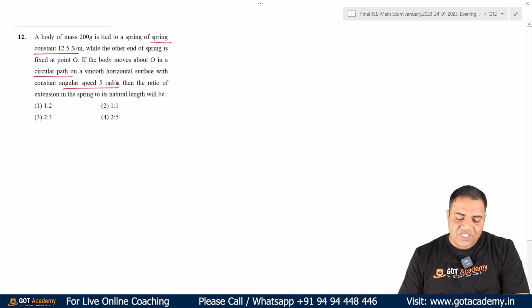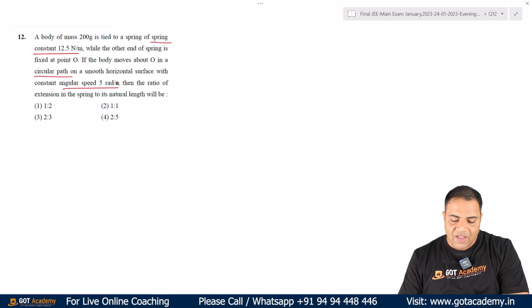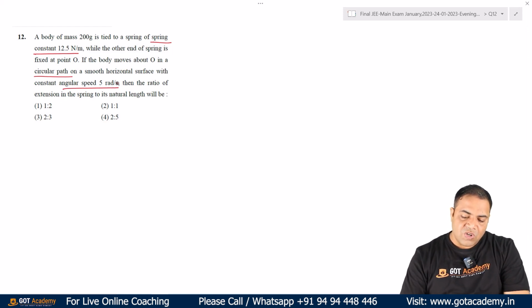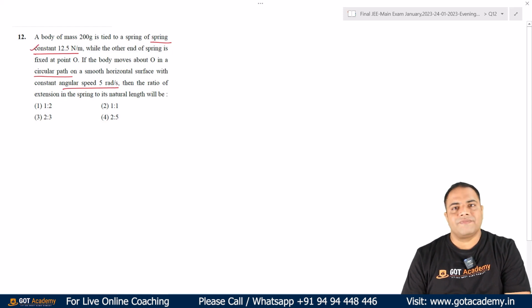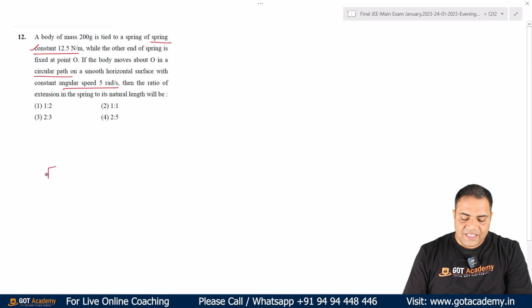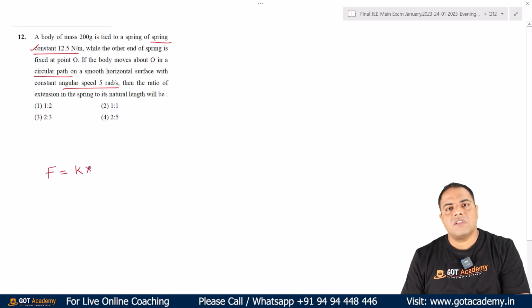Then the ratio of extension of the spring to its natural length. Okay, everything is very clear. So what we have to do here is that due to the spring constant, what is the force? What is the formula for the force? So F is equal to Kx. This is the formula we know due to spring constant.